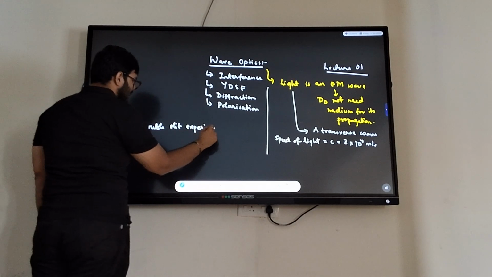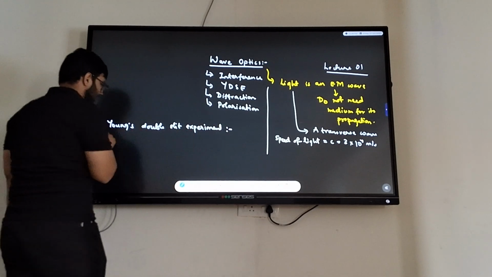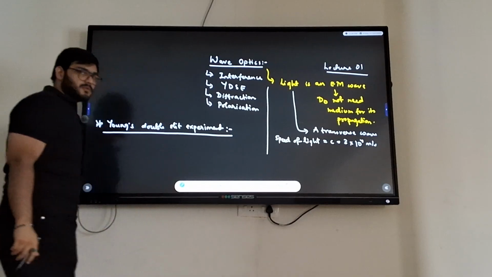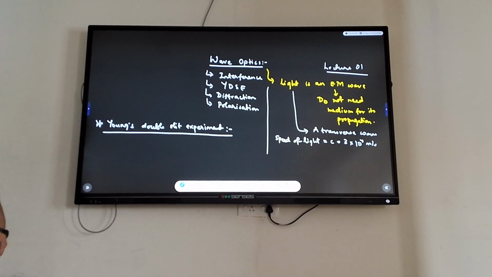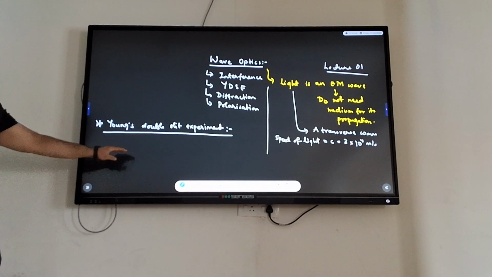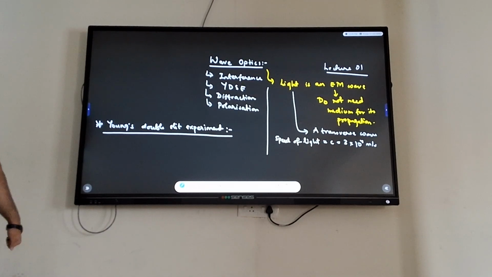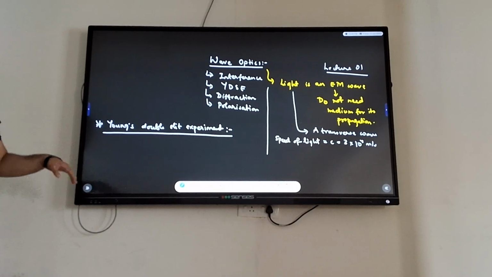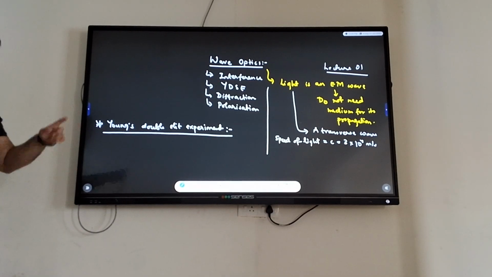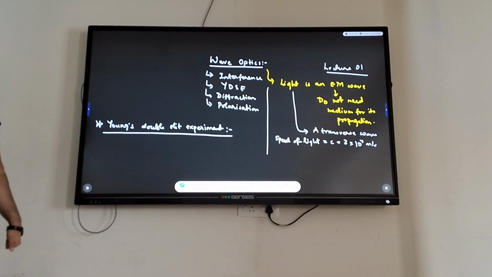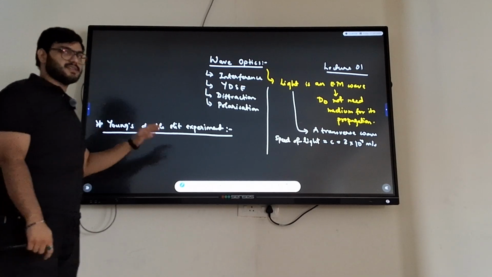Experiment. One of the most important and historically renowned experiments in physics. You will understand its significance when we talk about modern physics. Whatever we will discuss here, you will not be able to relate it, but when we talk about modern physics, it will all be clear. For now, I am just talking about what the experiment is.